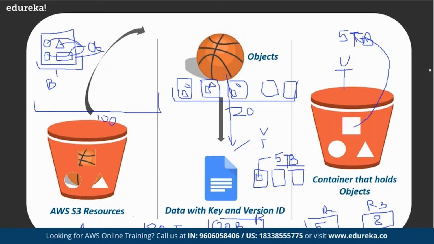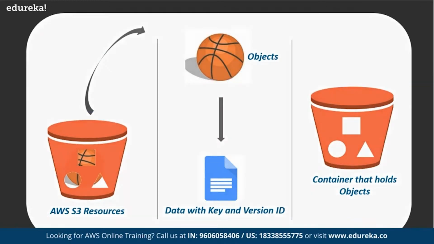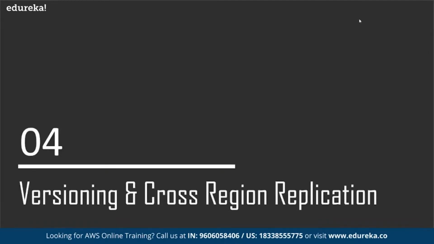Now, next we have versioning and cross-region replication. Okay, first of all, before we move to versioning, let's see how we can get started as a part of our hands-on on creation of multiple buckets and objects, right? So let's go ahead and do that. Now, first of all, we need to log into our console for AWS. So here we can log into our console. Let's do it.